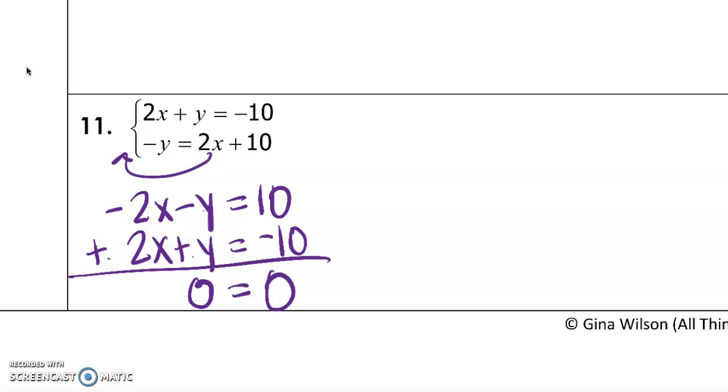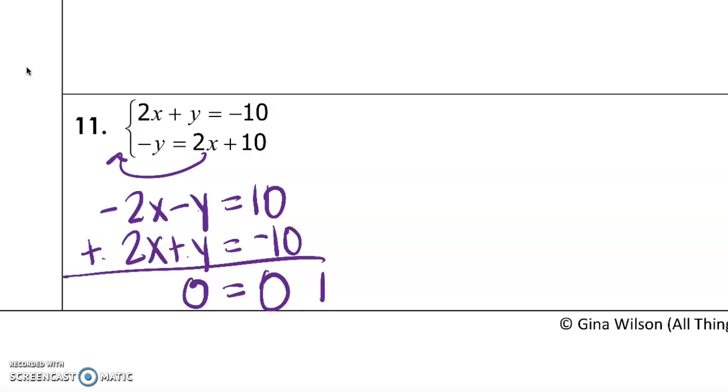So we have things that are complete opposites of each other, so when we added them, they both canceled out to 0. This is a true statement, so we have infinitely many solutions. So you still can have infinitely many or no solutions. If both of your variables completely cancel out, you're either going to have a true statement or a false statement. If it's true, then you have infinitely many solutions. If it's false, then you have no solutions.